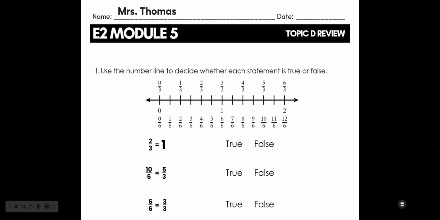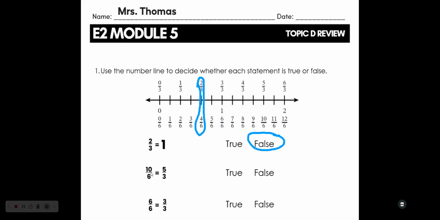All right, so it says use the number line to decide whether each statement is true or false. So it's already giving me the number line. All I have to do is use this number line to tell me if it's true or false. Okay, so I'm going to start with 2/3. So I'm going to find 2/3. I find it here, and I'm going to go ahead and circle the equivalent fraction, okay? If this fraction is what it tells me here, then I know it's true. If it's not, then I know it's wrong. And I can see that there is not a 1 whole here, so I know that's false.